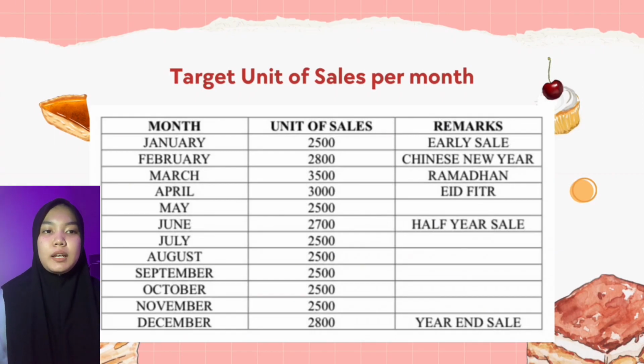Next is April, increasing to 3,000 for Hari Raya Aidilfitri, and the next month is May, 2,500. In June, we have half year sale, so the unit of sales increases to 2,700. For the months of July, August, September, October and November, the unit of sales is 2,500. Lastly, for December, for year-end sale, the unit of sales increases to 2,800.